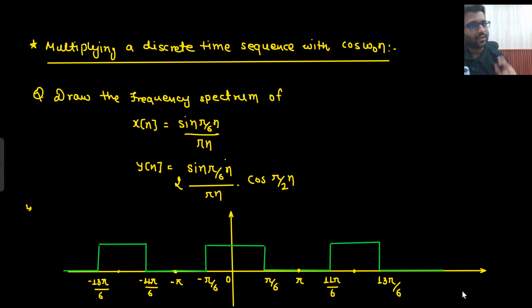Same kind of thing we have seen in continuous time as well. We were multiplying with e to the power j omega naught t, cos omega naught t, sin omega naught t. So what was happening? Shifting. So same thing will happen here as well.